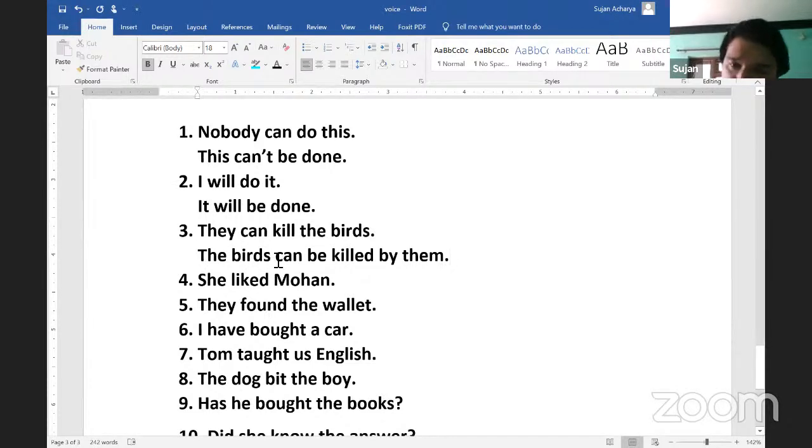Object becomes subject. We know it already. If we don't go by formula, we don't understand. The more we practice, the more we learn.